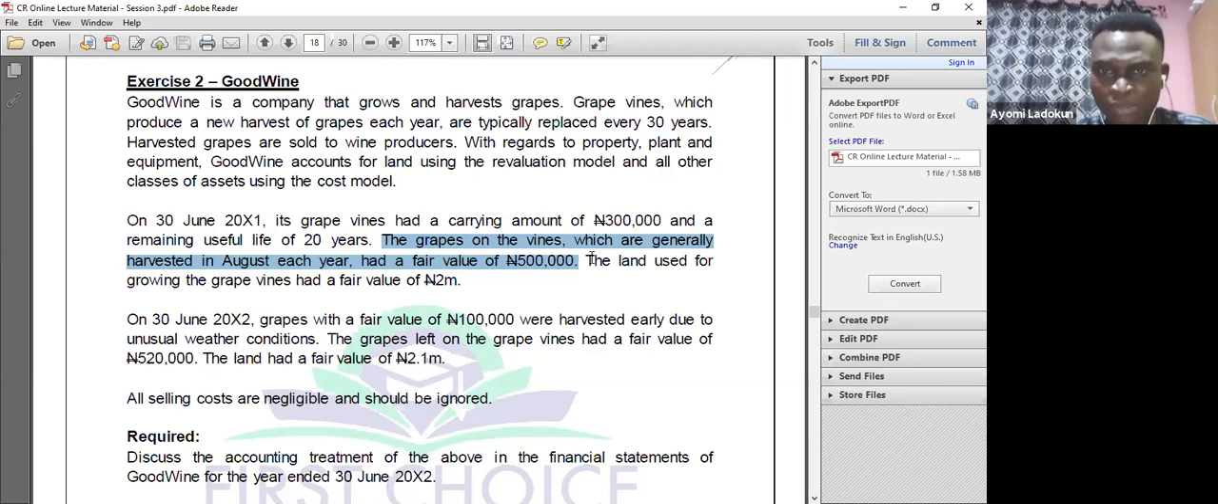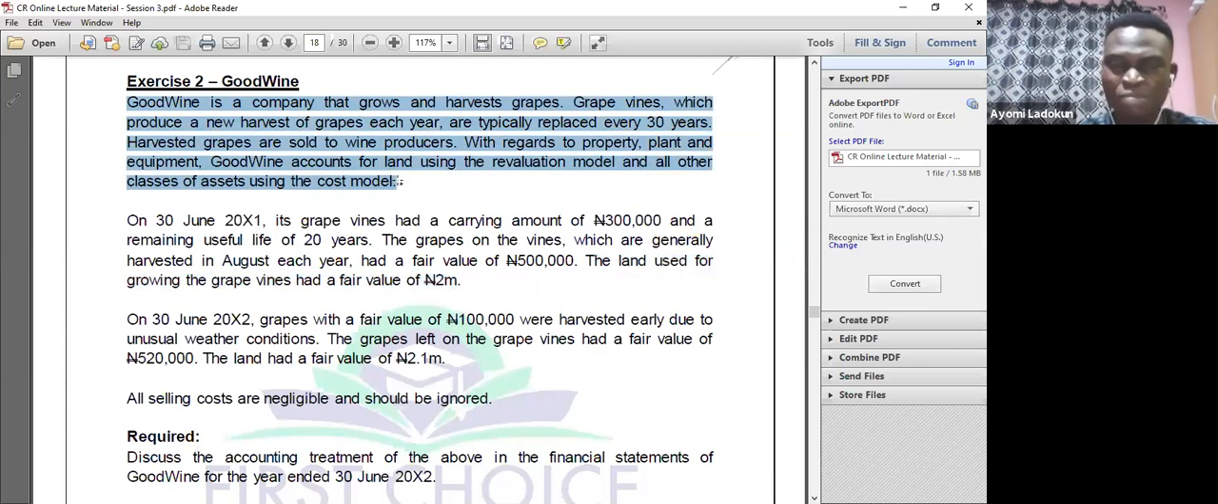Now, the land used for growing the grapevine had a fair value of 2 million. The examiner already told me that they use revaluation model for land. And here they are saying it has a fair value of 2 million. Can you see now? It's very simple. That's how you break down a question. So don't think this place they are just making an introduction. It has a linkage with the main body.